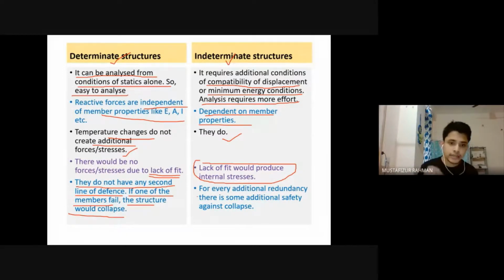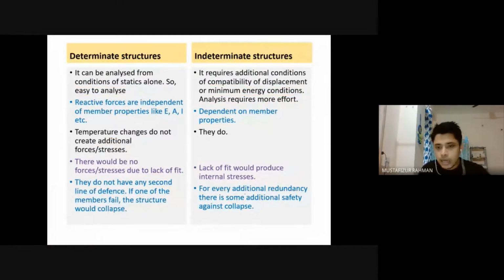And that is why in a real situation, we will definitely want this condition. We will definitely want additional redundancy. That means we will want extra members, which will give us some safety against collapse. Even though this is going to be a little bit difficult for our analysis purposes, we still want these extra members so that we are safe from a structural point of view.